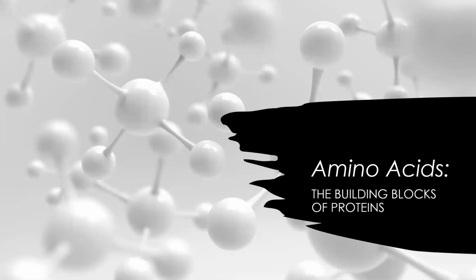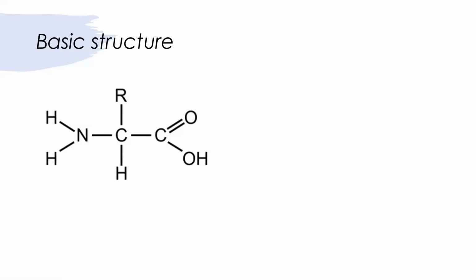Today we're going to be talking about amino acids, which are the building blocks of proteins. There are 20 different amino acids, but they all have certain features in common. They all have a central carbon called the alpha carbon. They also all have a carboxyl group, a lone hydrogen, an amine group, and an R group. All of the different amino acids differ based on their R groups.